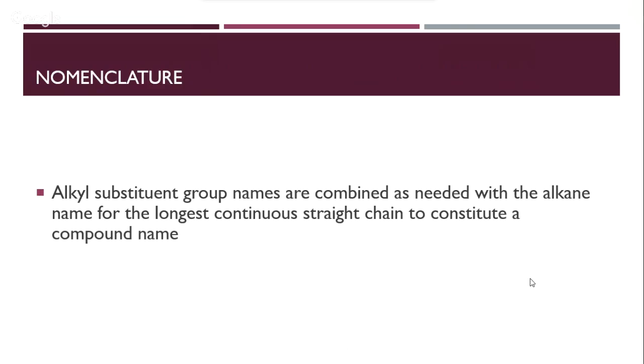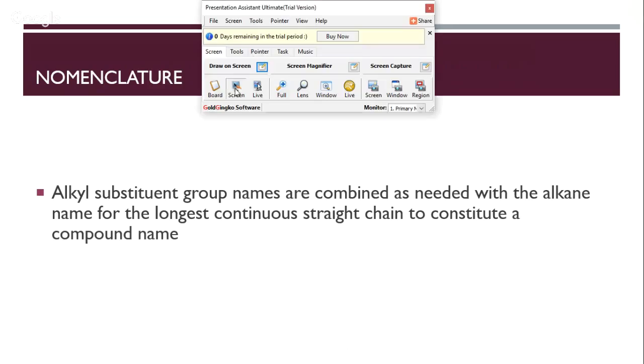Firstly, any alkyl substituent is generally combined with an alkane name. Even when you are writing your functional groups, this alkane should be the longest straight chain. Whenever you have a functional group attached to this longest straight chain, you should always start from the functional group for nomenclature. For example, you might have COOH attached. So let me just show you another quick example.